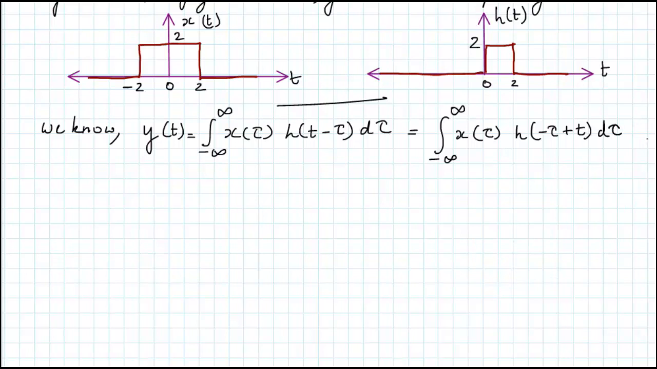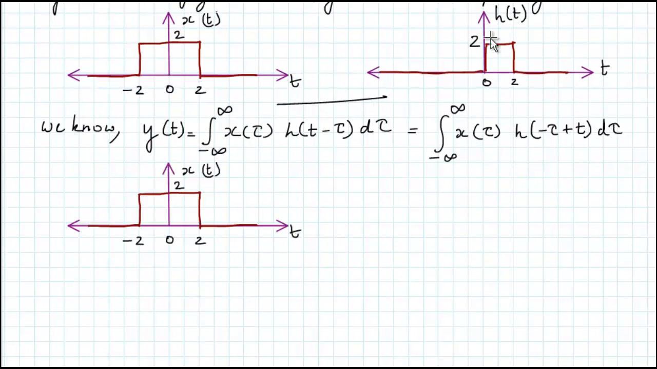So with respect to changing values of t, I can find out the same equation. So now how do we do it? The first thing is we redraw x of t as such. So x of t is drawn. Next, below that we will draw h of minus t. So we have to flip h of t.